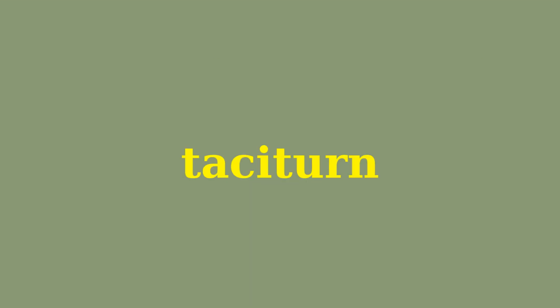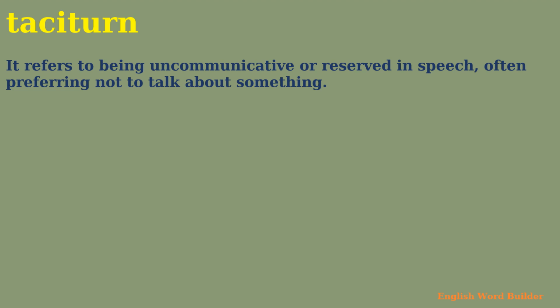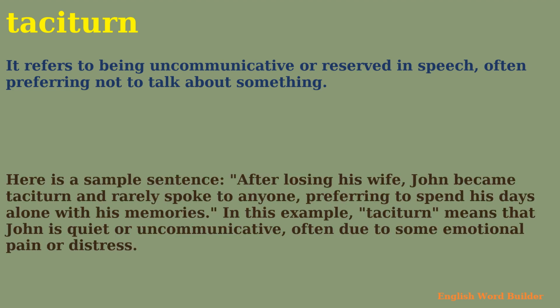Taciturn. It refers to being uncommunicative or reserved in speech, often preferring not to talk about something. Here is a sample sentence. After losing his wife, John became taciturn and rarely spoke to anyone, preferring to spend his days alone with his memories. In this example, taciturn means that John is quiet or uncommunicative, often due to some emotional pain or distress.